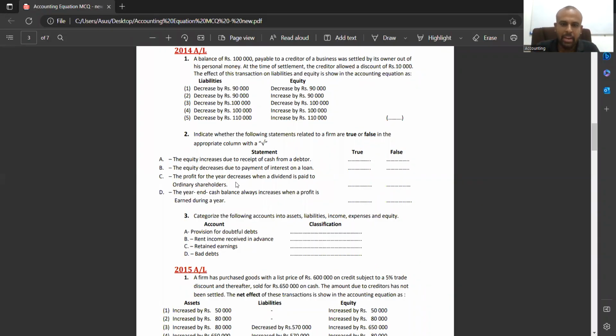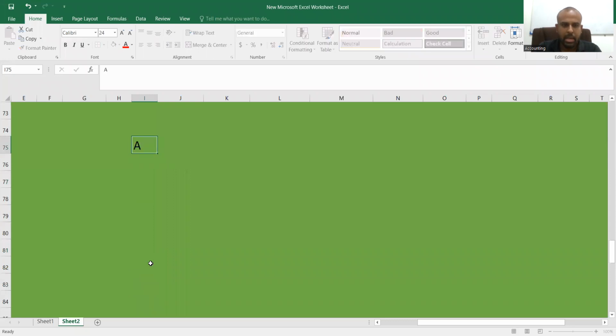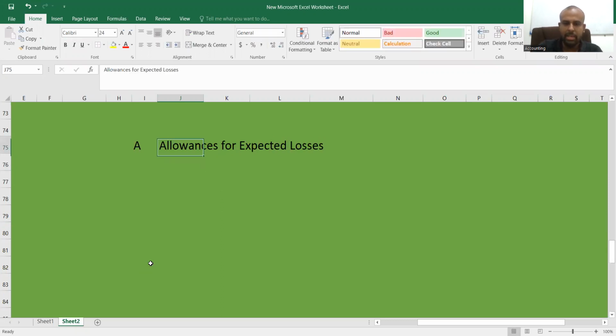Next, they want to classify these as assets, liability, equity, income and expense. Tell me, provision for doubtful debts, or allowances for expected losses. We use the term provision for doubtful debts for allowances for expected losses. I need an answer for this. Is this an asset or a liability? Exactly, it is an assets account.